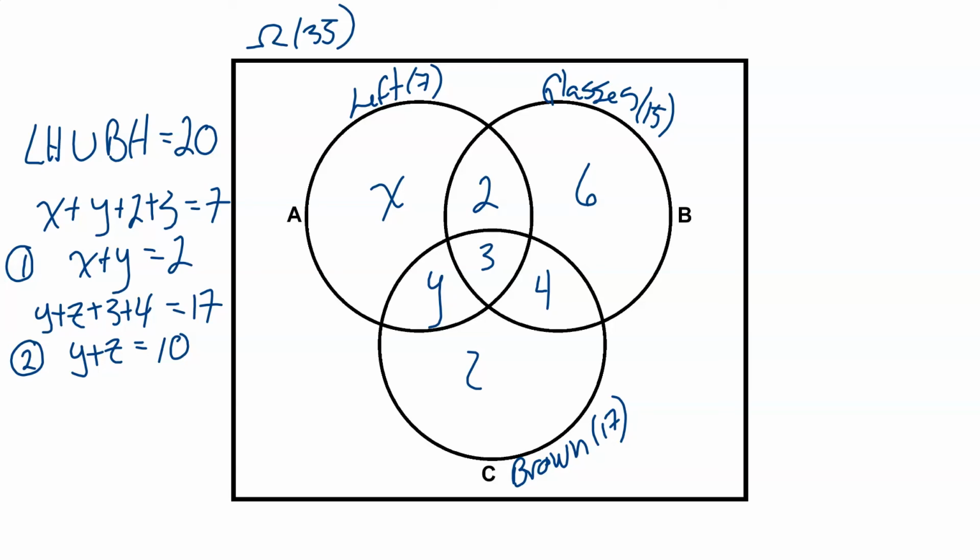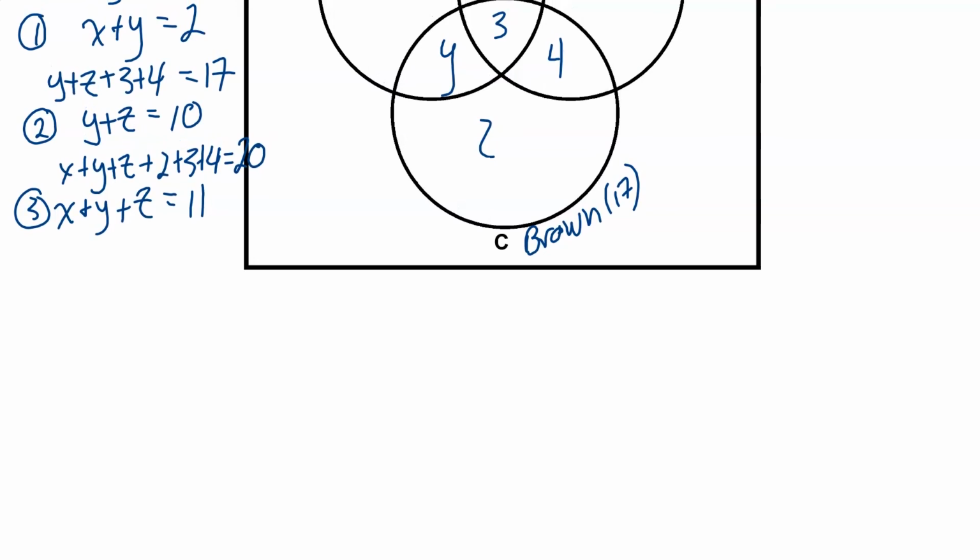Our final equation is bringing everything into play. x plus y plus z plus 4 plus 3 plus 2 is going to be equal to 20. And we simplify that. We get x plus y plus z is equal to 11. That's our third equation. Now I've got 3 equations and 3 unknowns.